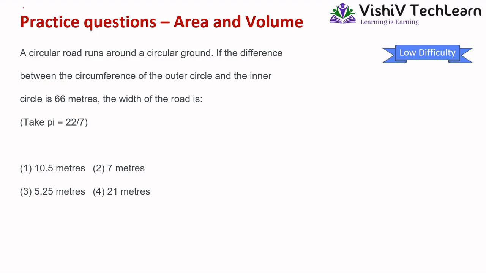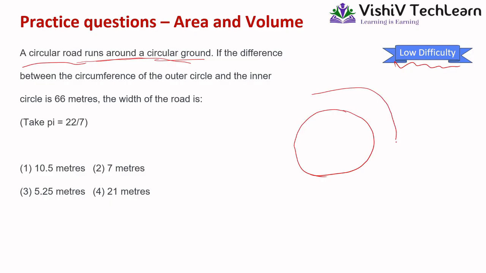So here we have the first question, and it is of low difficulty level. A circular road runs around a circular ground. So let's draw it. There is a circular ground, maybe something like this, and there is a circular road which is running around the circular ground. So we can draw the road somewhere like this. I am not good in drawing, but please understand that it is a circle.